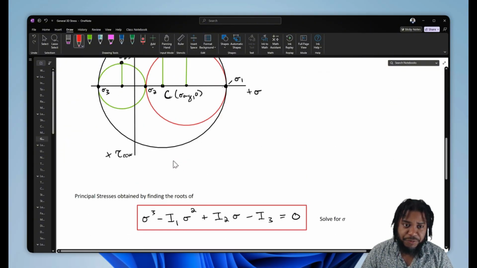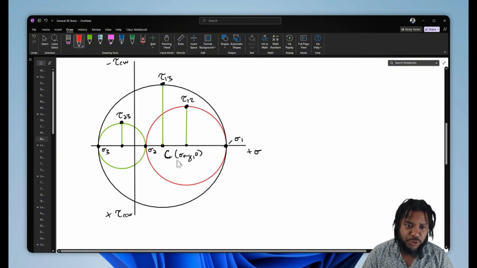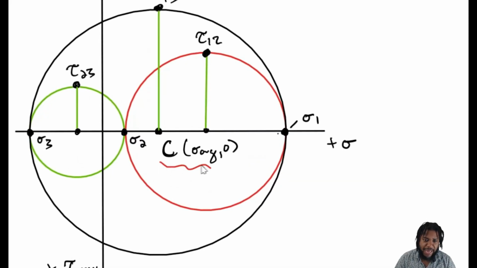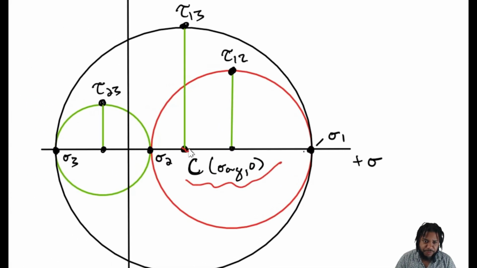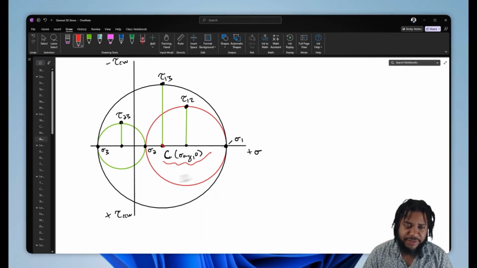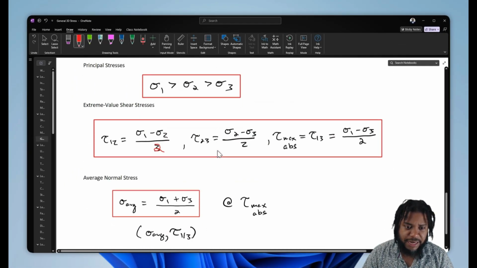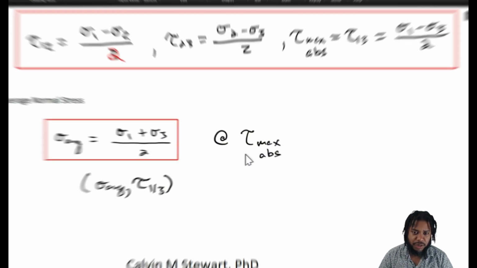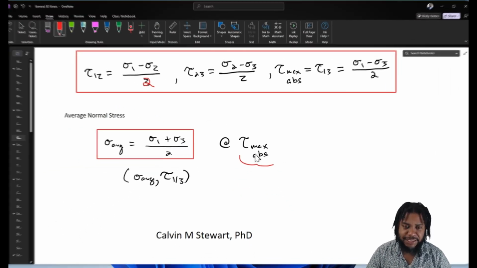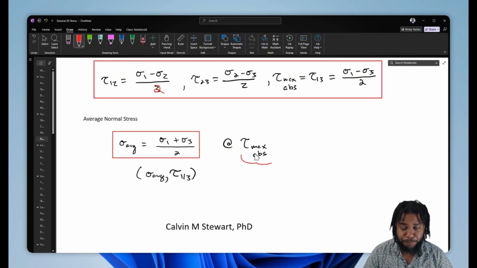Now, another important point for our 3D Mohr circle is where our average normal stress exists. It is the center point for our biggest diameter circle. And that average normal stress is going to be sigma 1 plus sigma 3 divided by 2. It's where our absolute maximum shear stress exists.